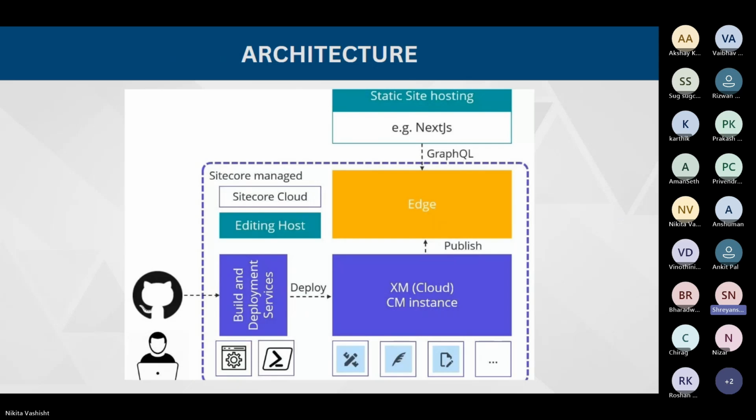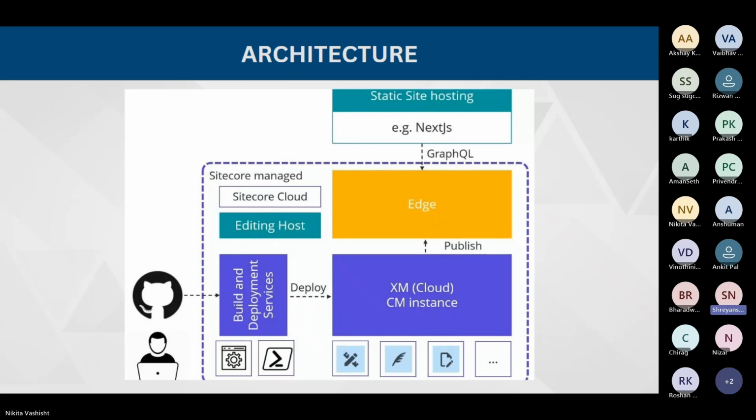This diagram gives you an overview of the architecture of how things work in XM Cloud. Let's say as a developer, I check in, I use the source control of GitHub or Azure DevOps. Whenever I check in the code, I can use the deploy services that comes with Sitecore XM Cloud to deploy my .NET code or the C# code into my XM Cloud instance, and then I publish my content into the Edge server.